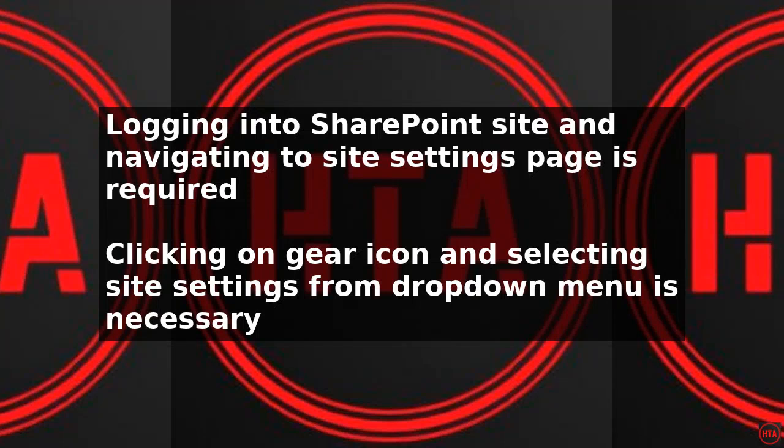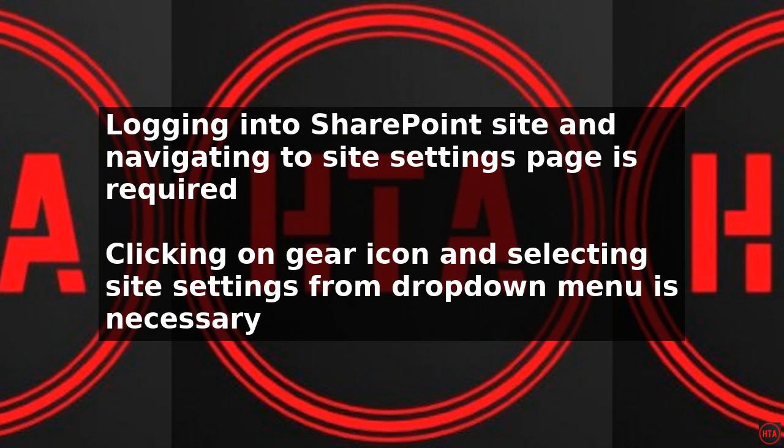To make a SharePoint site public, you need to follow a series of steps that will allow external users to access your site without requiring authentication. First, you need to have the necessary permissions to make changes to the site settings, typically as a site owner or administrator.